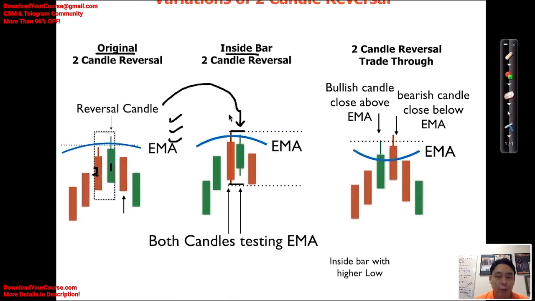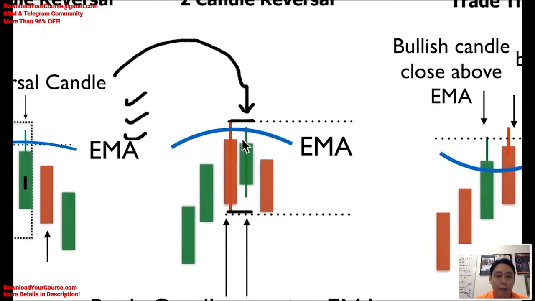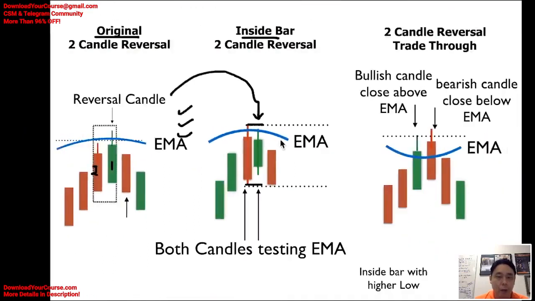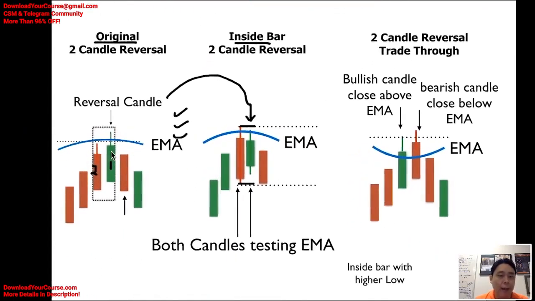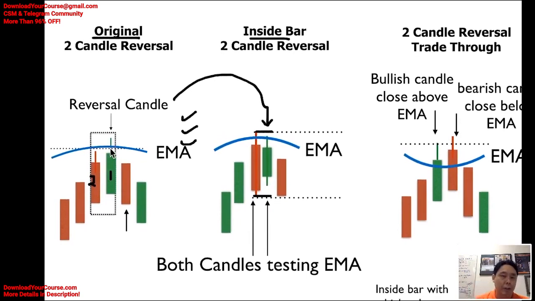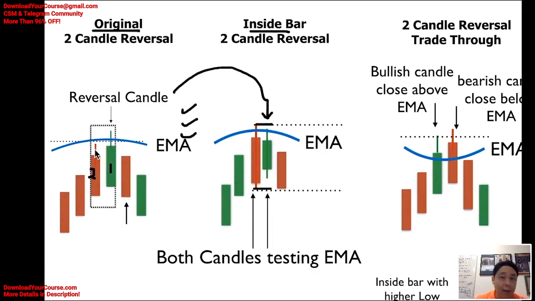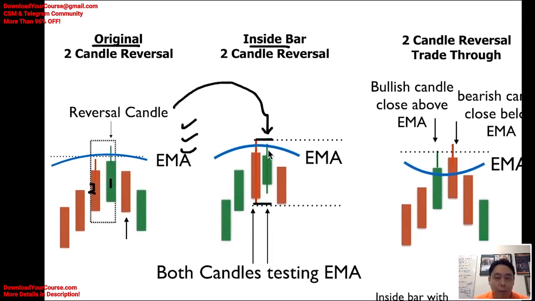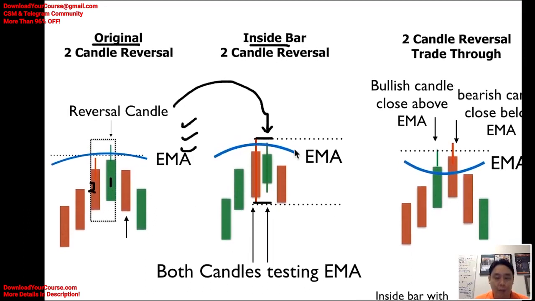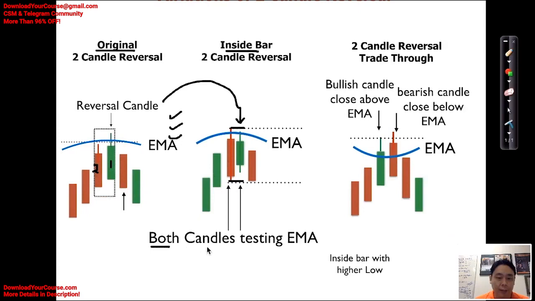So this is also a valid pattern, but for this pattern, both upper shadows must cut the moving average. Whereas in this pattern, only the reversal candle shadow must cut the moving average. This shadow does not have to cut the moving average. If it does, fine, no worries, but it doesn't have to. But for this pattern, both of them have to cut the moving average for it to be valid. Okay, there you go. Both candles testing the moving average.